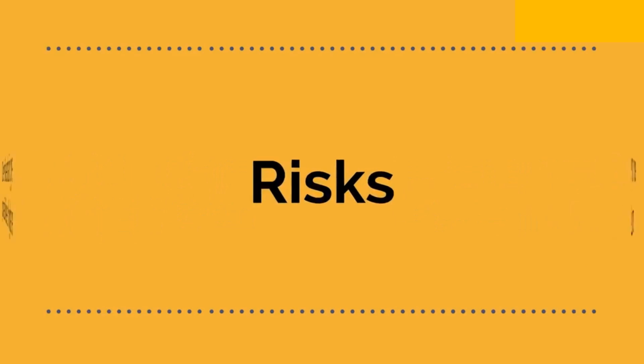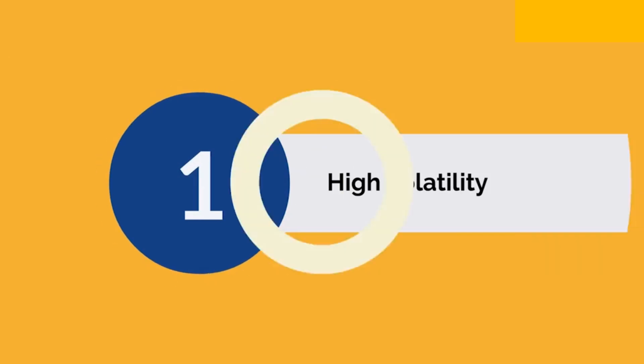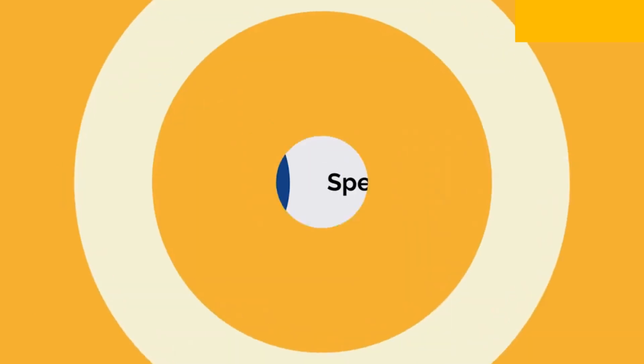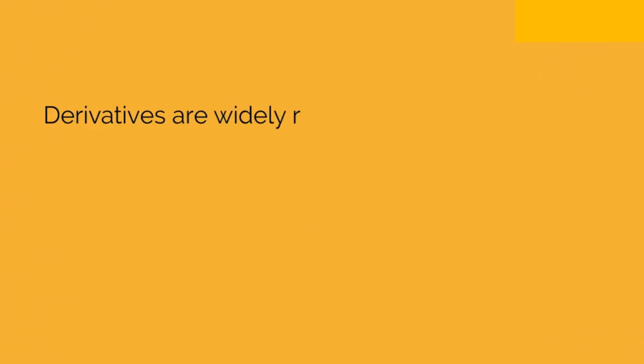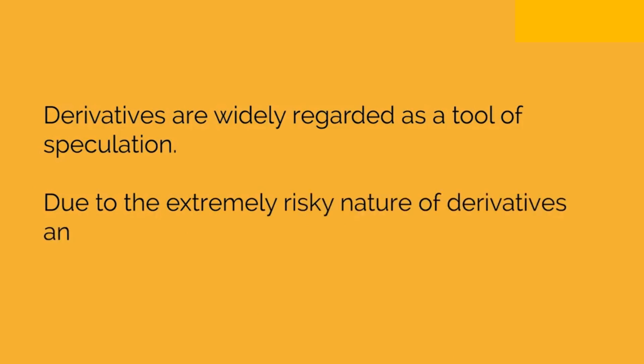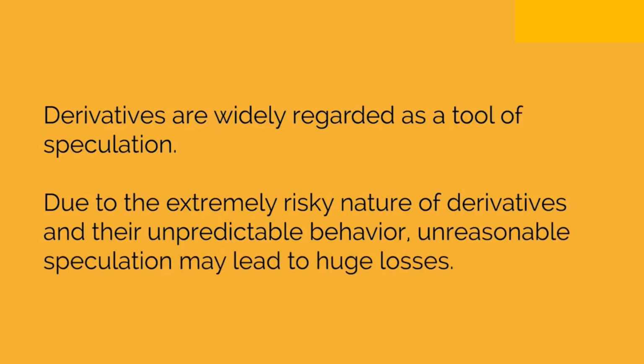But what are the risks that you should be aware of? Number 1. High volatility. High volatility of derivatives exposes them to potentially huge losses. Number 2. Speculative features. Derivatives are widely regarded as a tool of speculation. Due to the extremely risky nature of derivatives and their unpredictable behavior, unreasonable speculation may lead to huge losses.